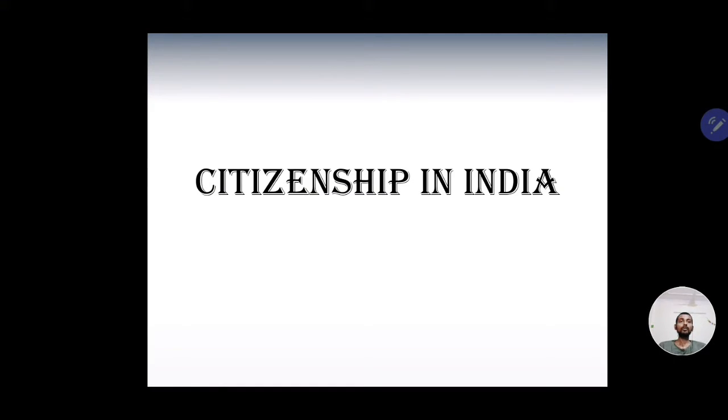As you know, citizenship has become a topic of debate in India due to the recent Citizenship Amendment Act passed by the government. For this reason, the topic has also become important for the UPSC examination. And for that reason, I am going to take up the citizenship in India in its entirety.